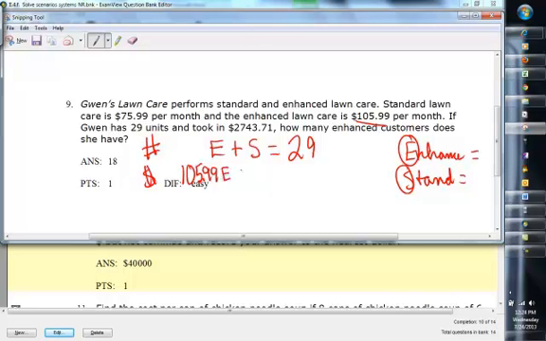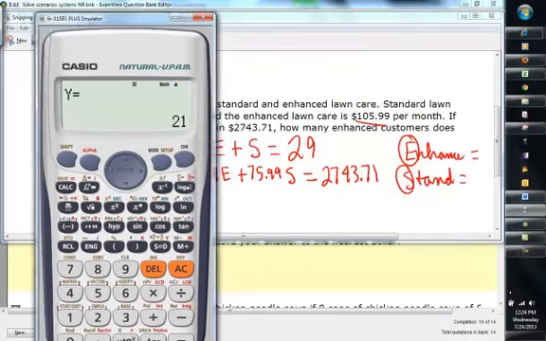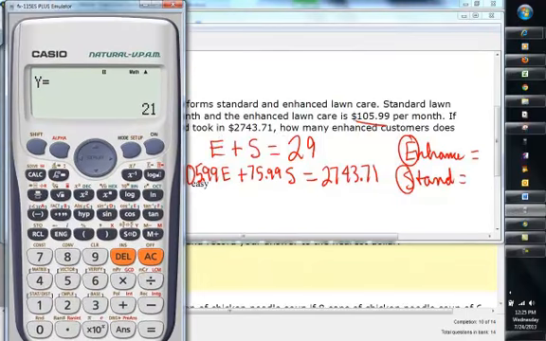105.99 enhanced plus 75.99 standard is 2743.71. I would really urge you to use your calculator on this one, because at some point you're going to have to use your calculator anyway, because those 99s are going to make your life miserable otherwise.